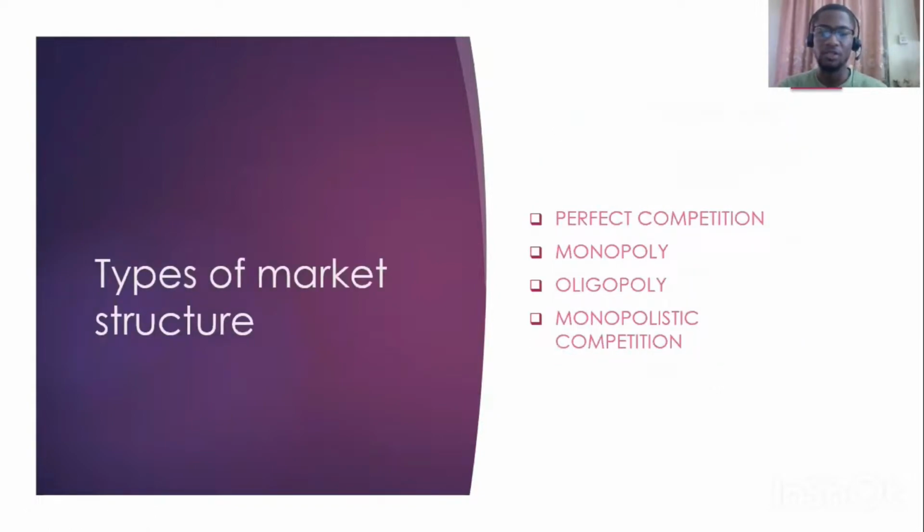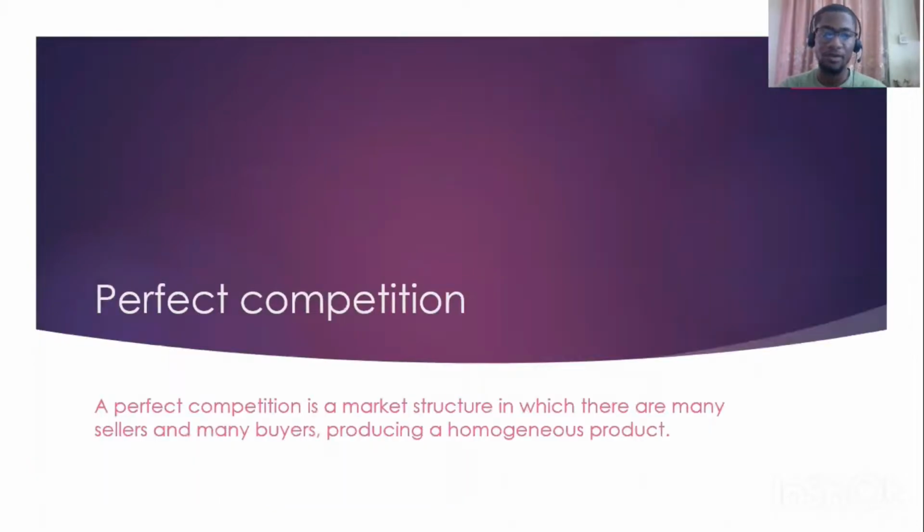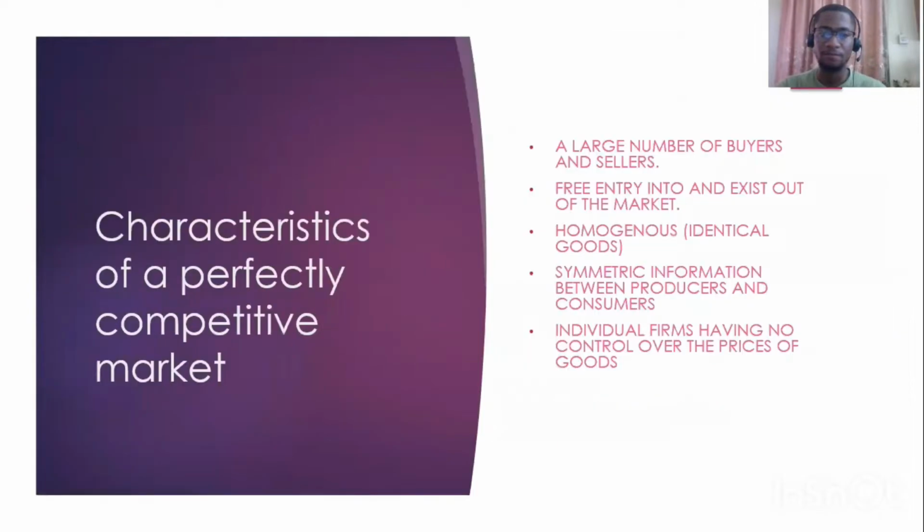Types of market structures. We've got perfect competition, monopoly, oligopoly, and monopolistic competition. Perfect competition. A perfect competition is a market structure in which there are many sellers and many buyers, producing a homogeneous product.